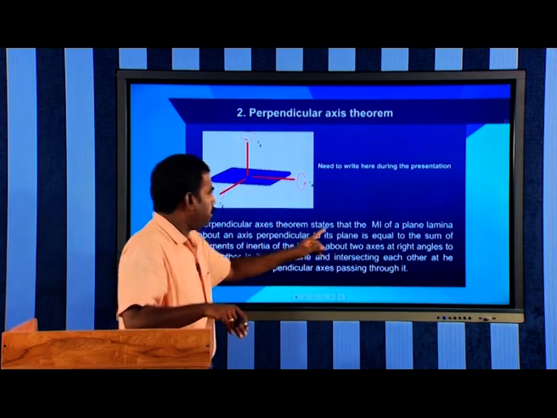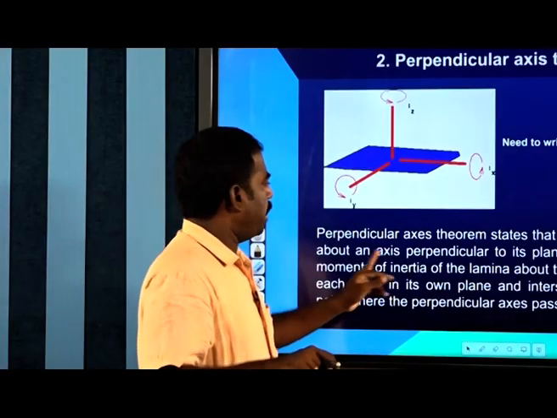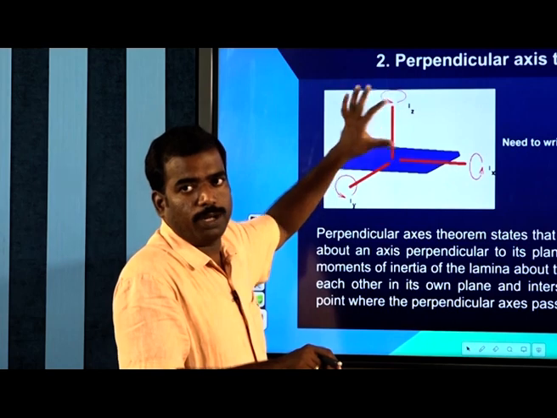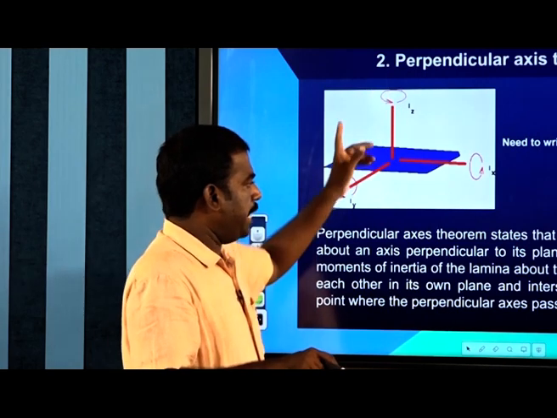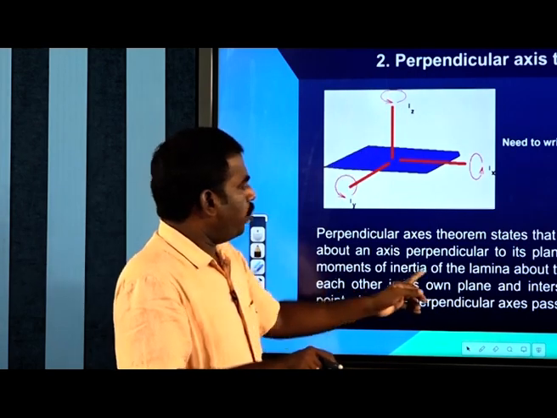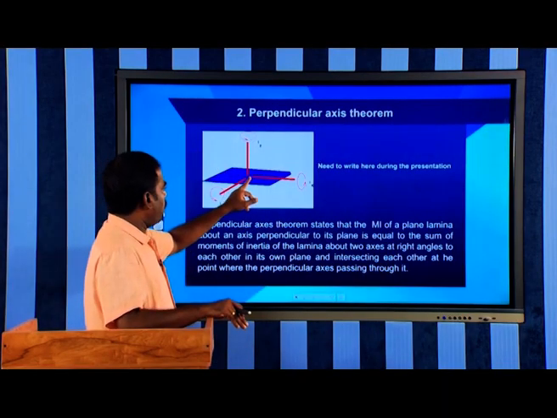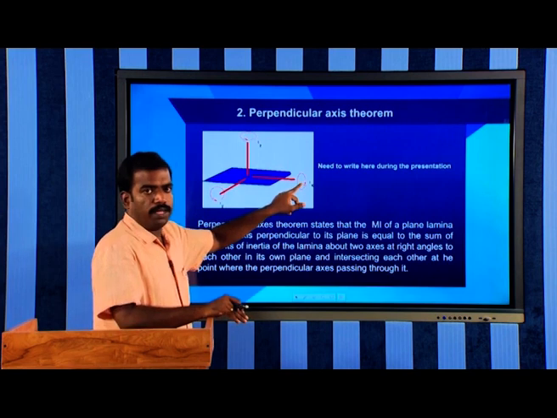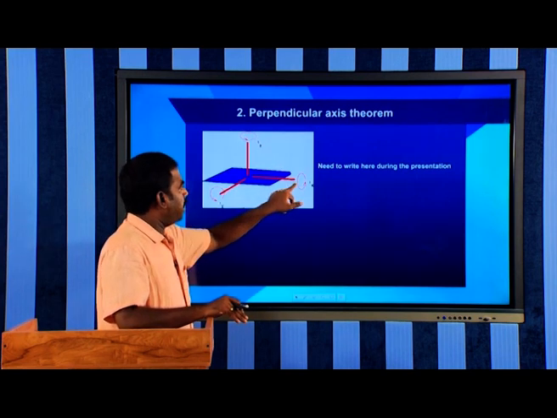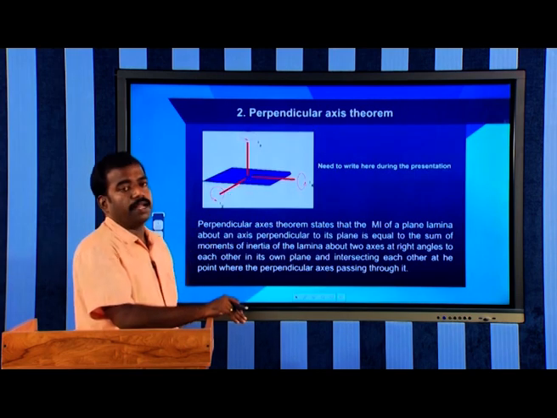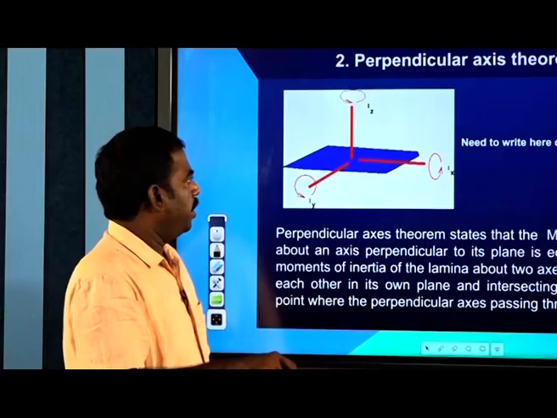So, the statement is: the moment of inertia of a plane lamina about an axis perpendicular to its plane, this is that axis which is perpendicular to its plane, Iz, is equal to the sum of the moments of inertia of the lamina about two axes at right angles to each other. Here we can have another two axes x and y, and these two axes are at right angles to each other.